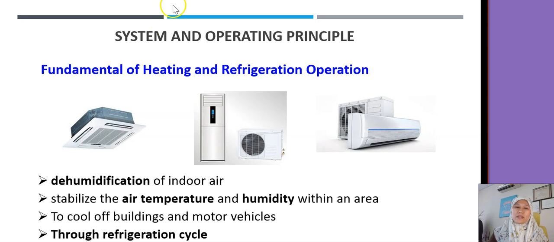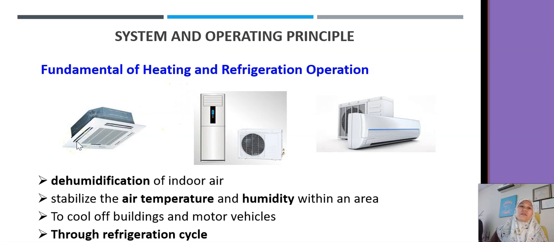Okay, these are the common air conditioners that you have around you. We have the shielding unit, the stand unit, and also the split unit. So all of these are the kinds of air conditioning around us.